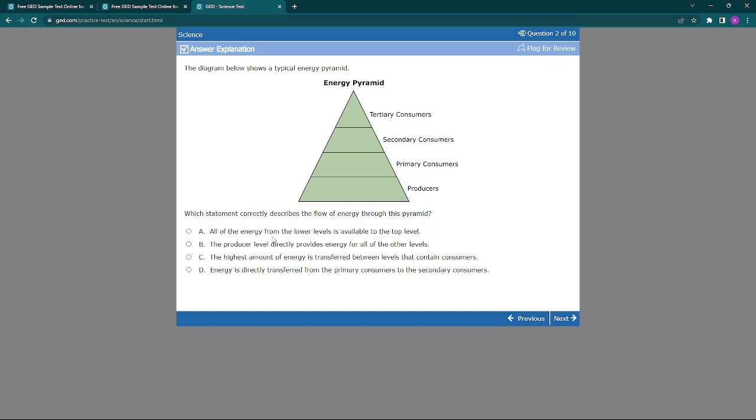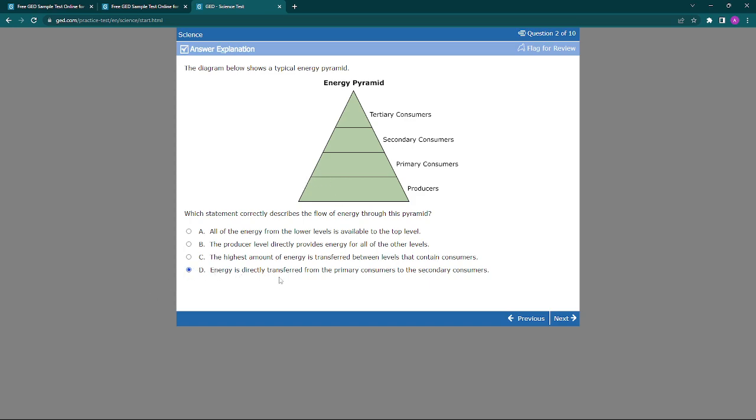So as the energy is produced, let's see, which statement correctly describes the flow of energy through this pyramid? All of the energy from the lower levels is available at the top level. No, because they produce a lot of energy here, and then it gets smaller and smaller and smaller. The producer level directly provides energy for all of the other levels. Well, that's not true either, because this one doesn't share a boundary with the producers. Actually, wait, the producer level only directly provides energy to the primary consumers. Sorry, so that's wrong. The highest amount of energy is transferred between levels that contain consumers. That's not correct, because producers have the highest amount of energy.